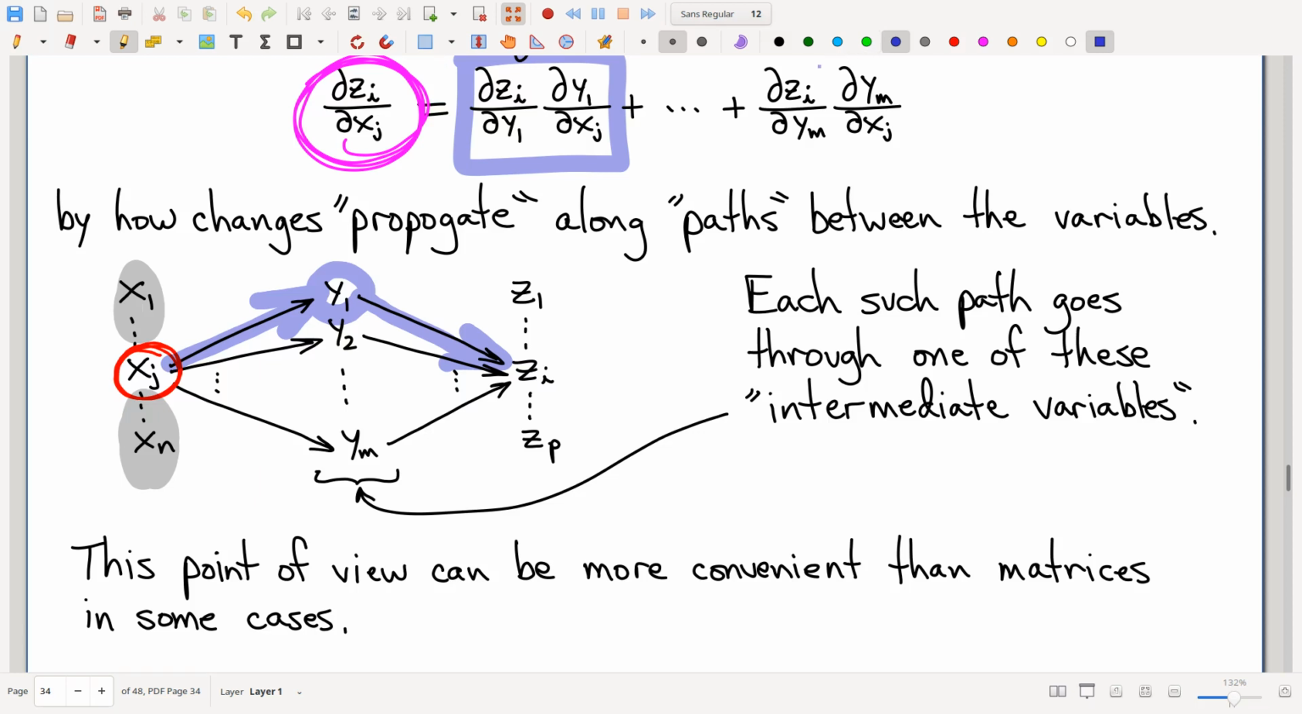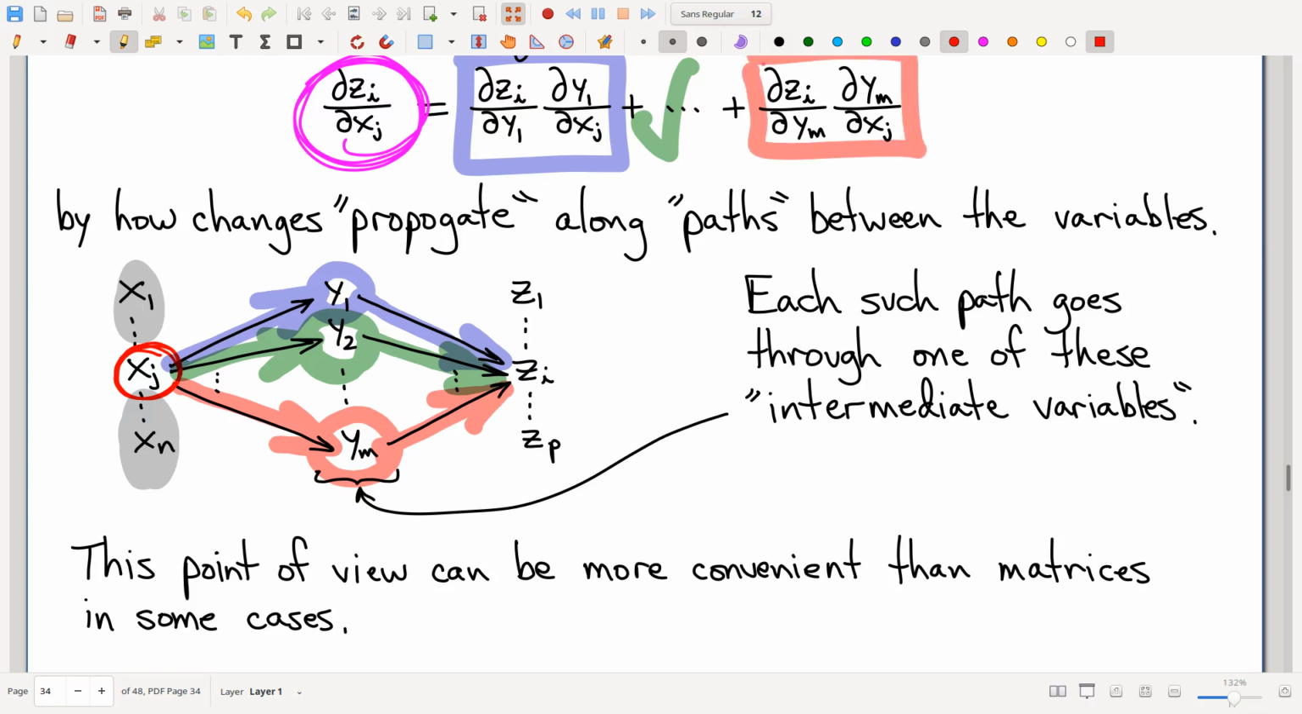Okay. Then also, let's look at the y2 term, or the y2 path. As xj changes, y2 changes, and then as that happens, zi also changes. There's another term, the second term up here. That is what you would call the y2 term, and so on, and then lastly down here, as xj changes, that'll cause ym to change, which in turn will cause zi to change, and that gives you what I call the ym term. Does that all make sense?